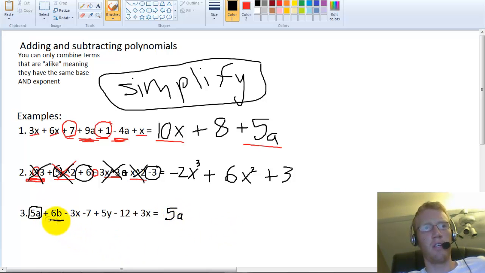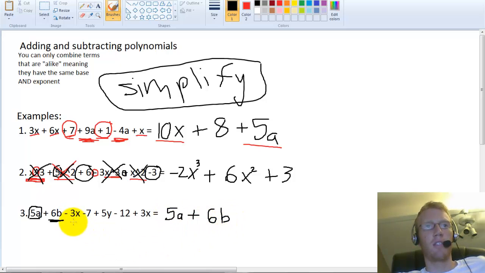Let's move on to our b's. Here I have positive 6b. Scroll over, scroll over, scroll over. There's no other b's anywhere either. Okay, so plus 6b. So it's not always true that there's things to combine. Sometimes there's nothing to combine. 6b, 5a, nothing to combine.